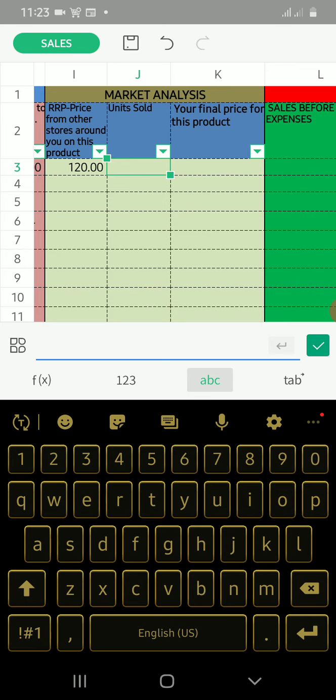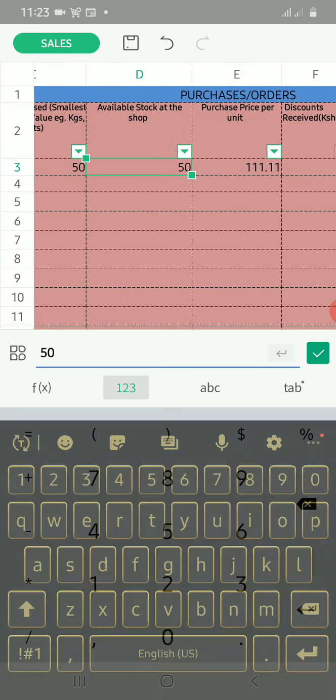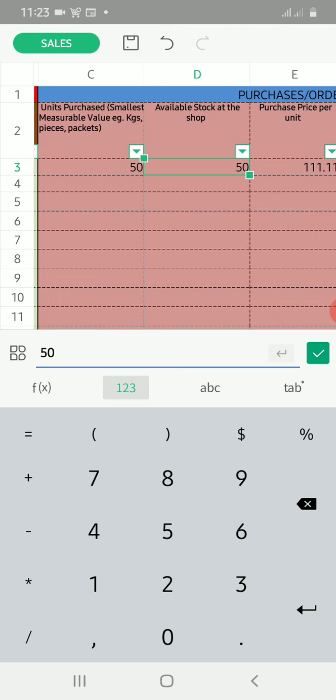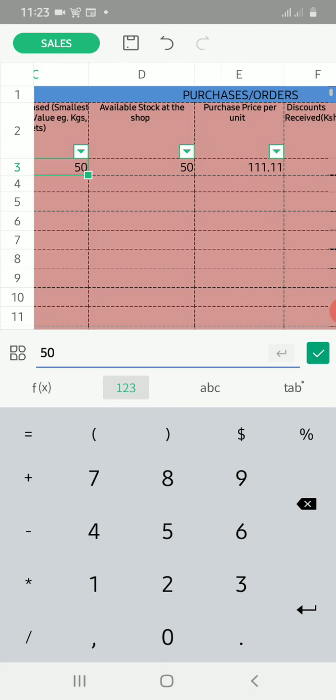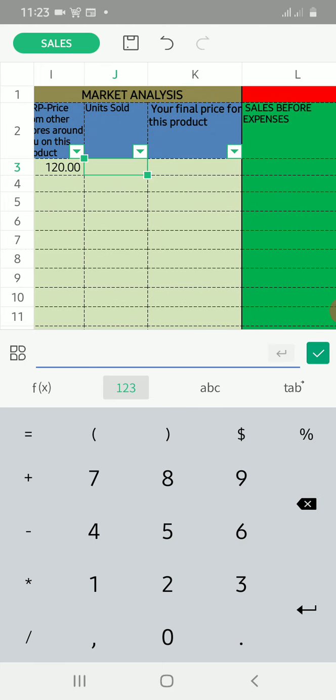Okay, then how many units have you sold, up to the point you're writing this report? So remember, you bought 50. The available units in your shop is 50, right? And you bought 50. But now I don't want to assume that you sold the entire 50. Probably you sold 45 units. Okay, so come and write 45 here.